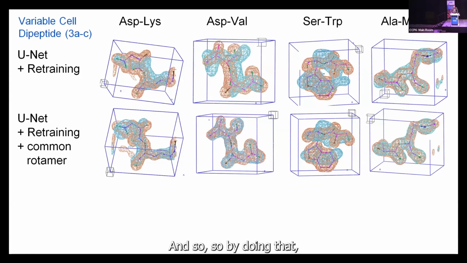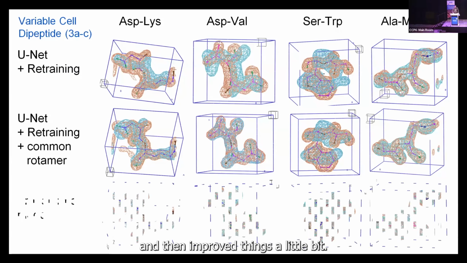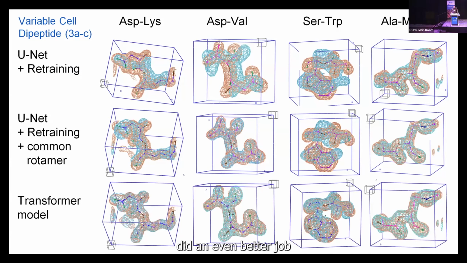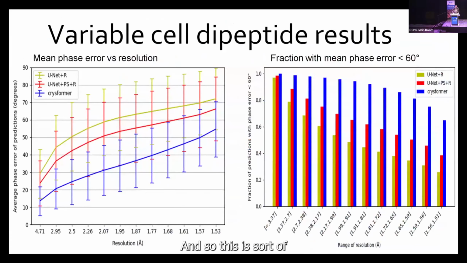By doing that, we gave an additional channel into the network, and that improved things a little bit. But then the transformer model did an even better job of reproducing the structures. And this is looking at the phase error again. The transformer model is much better across all resolution ranges.